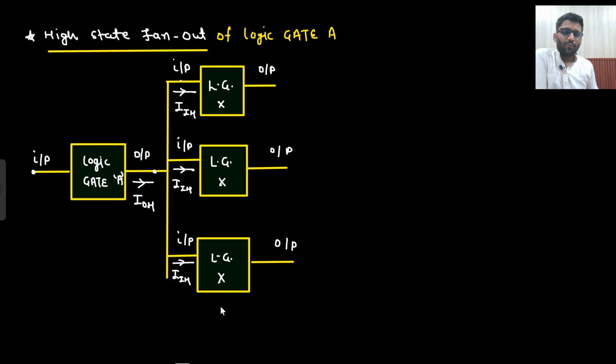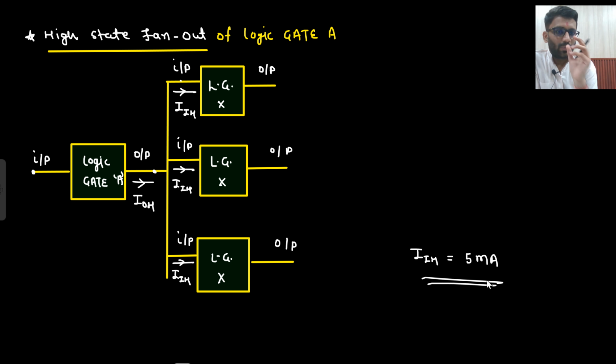Now what do I say? For the proper operation of logic gate X, it at least needs 5 milliampere current at the input. Now the maximum current logic gate A can deliver is 20 milliampere. In the high state, the maximum current this logic gate A can deliver at the output is 20 milliampere. In high state, the minimum current required by the logic gate X is 5 milliampere.